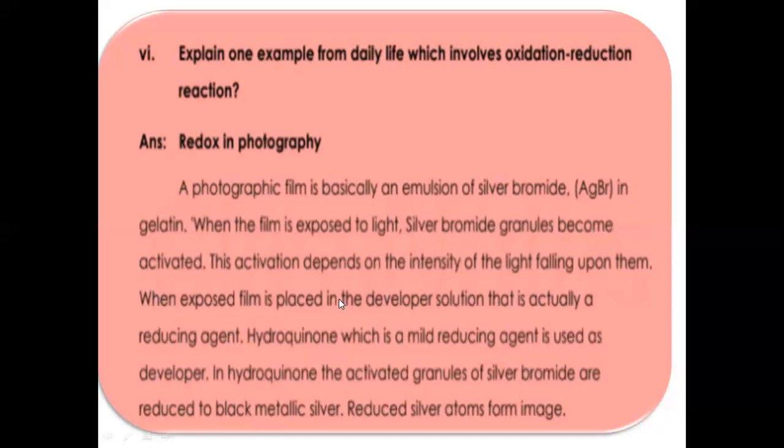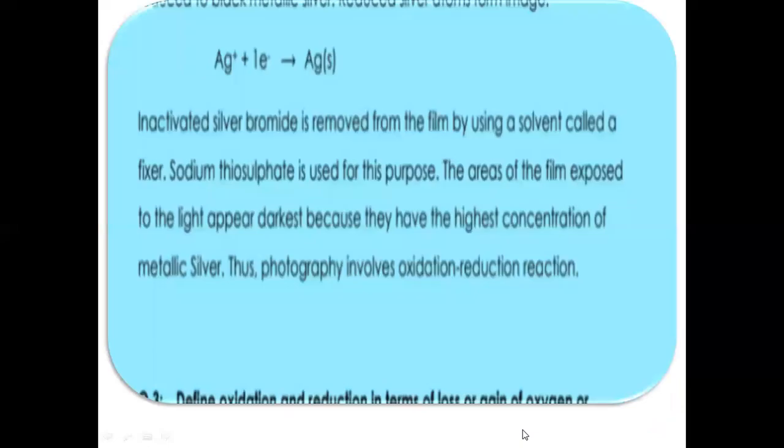When the exposed film is placed in a solution called developer solution, which is actually a reducing agent, hydroquinone, a mild reducing agent, is mostly used as a developer. In hydroquinone, the activated granules of silver bromide are reduced to black metallic silver. These reduced silver atoms form the image. You can see silver is reduced by gaining an electron to form silver metal or solid silver.